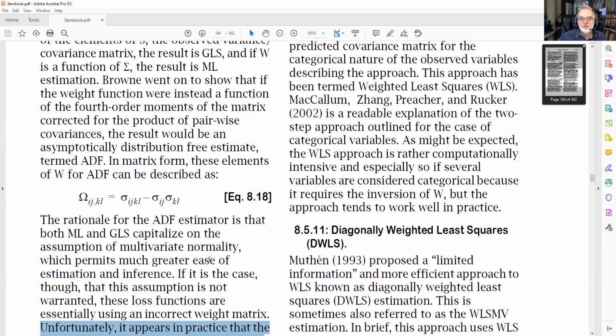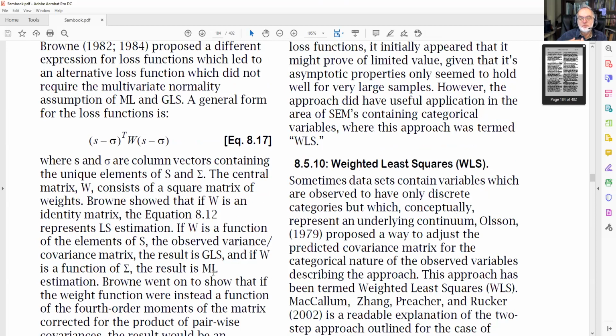So, my long story short is asymptotically distribution-free loss is a feature of many structural equation modeling software programs. I don't think that it's going to be anything any of us in this class are going to want to be using.